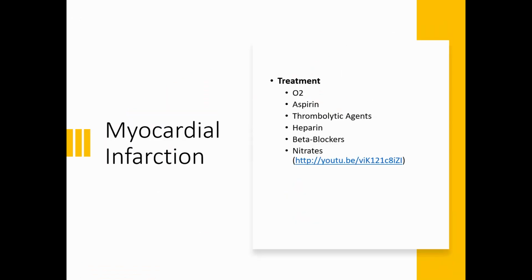So when someone comes in and we have ruled that they are having an MI, what we're going to do, of course, is give them oxygen, because we know they don't have enough circulating oxygen to support cardiac demand. So that's one of the first things we're going to do.